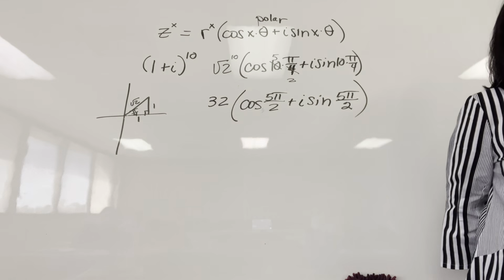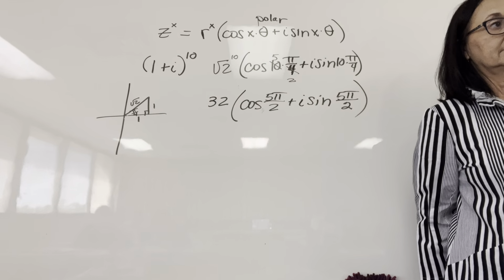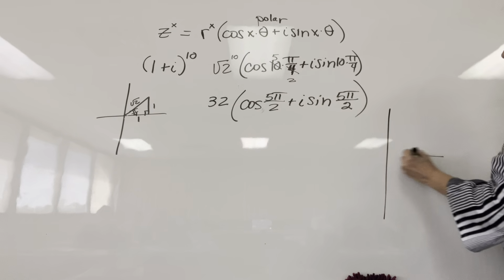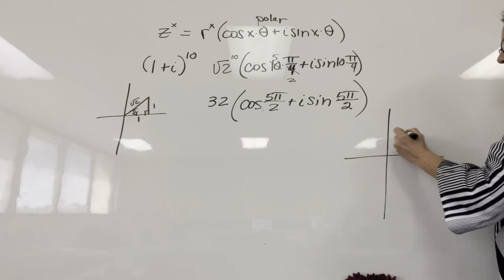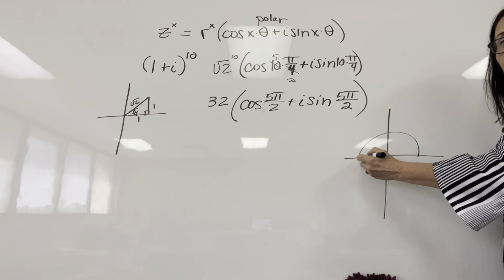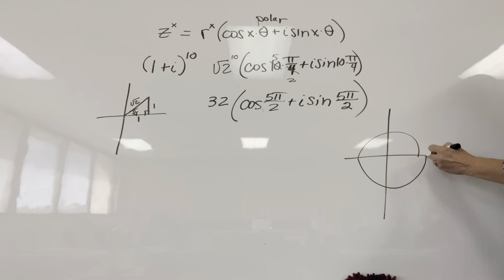That's how many halves of a pi? How many whole pi do we have? Two. Okay, so that's one whole pi, which is 2 pi over 2. This is 2 whole pi, which is 4 pi over 2. How much further do I have to go? A half a pi.